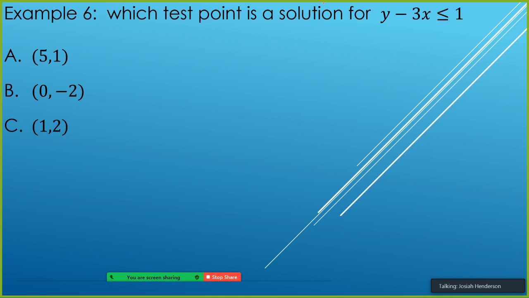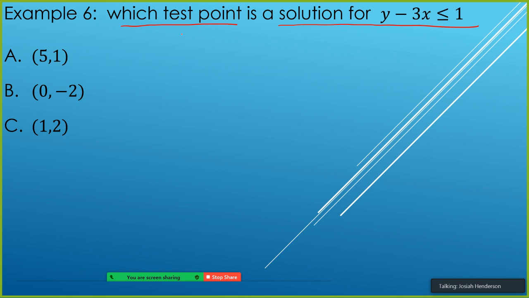Okay, one more topic, and then let's look at some questions from the mastery test. This will come up too in the mastery test. Which test point is a solution for this inequality, y minus 3x less than or equal to 1? So what do they mean by test point? These 3 points, (5, 1), (0, -2), and (1, 2), all exist out on our graph. However, it counts as a solution.